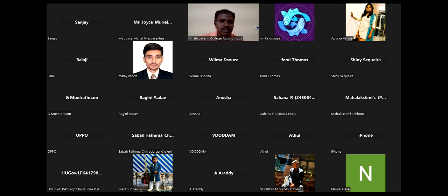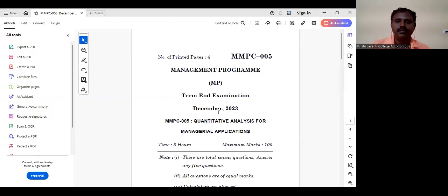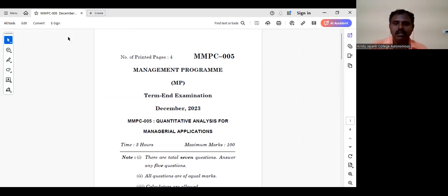Okay, I'll share the previous year question paper. You can once look into that. You can see here, this is the December 2023 question paper. I think every time they are changing the question paper pattern. Sometimes only one section will be there. Say, for example, you have to write 5 questions, each carrying 20 marks, so 100 marks will be there.